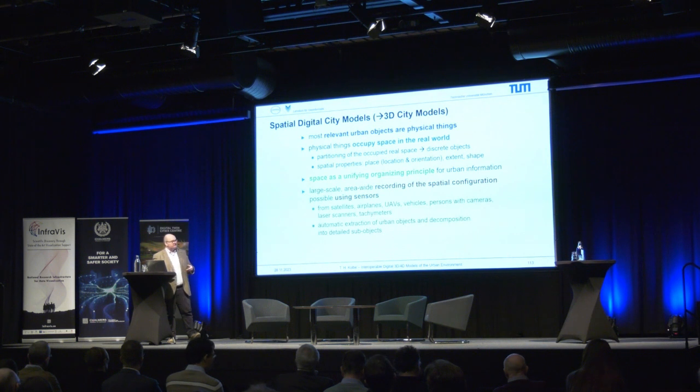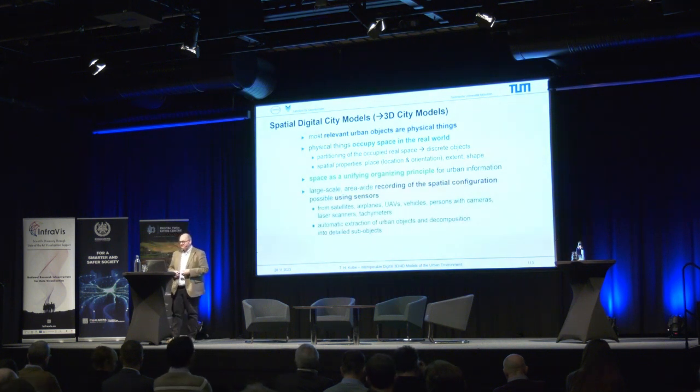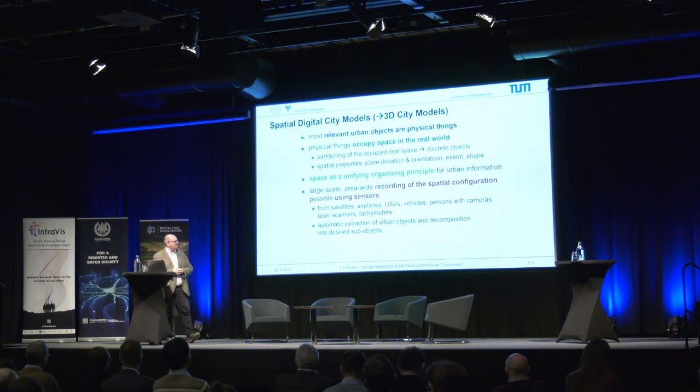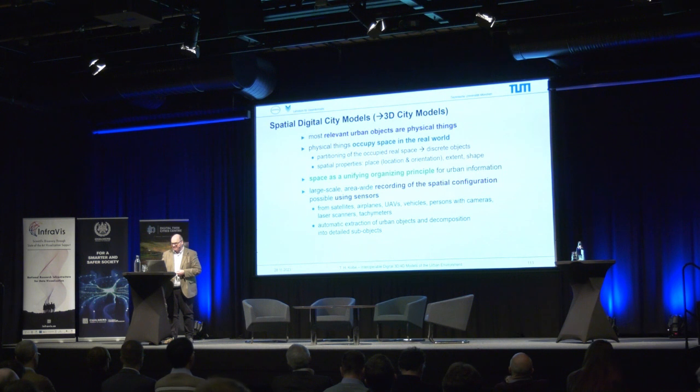And then, of course, we have sensors. We have remote sensing and photogrammetry to record the spatial configuration. So we can have an airplane, we can have satellites, UAVs, vehicles, etc., all measuring our environment. And we also have more and more automatic extraction methods nowadays to automatically extract these objects that we are interested in from this kind of data.